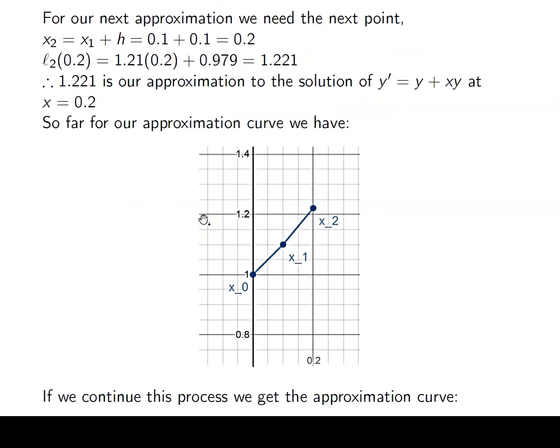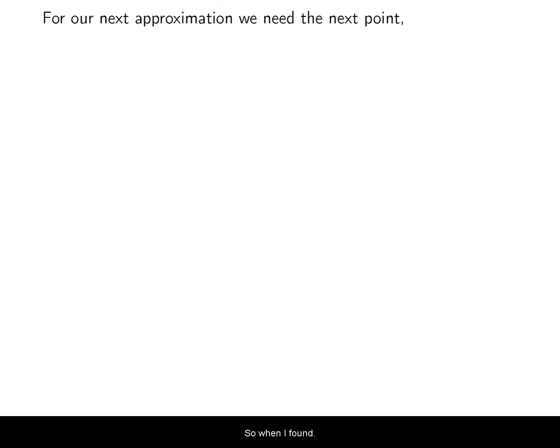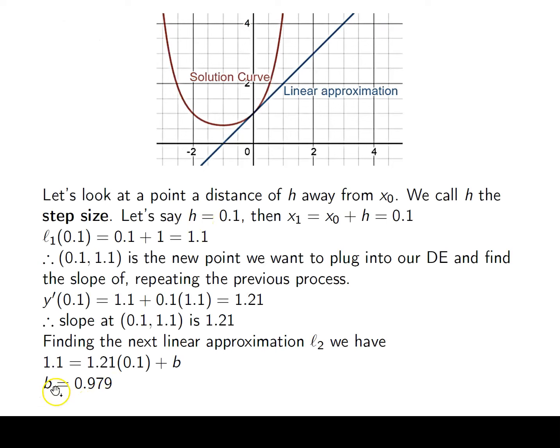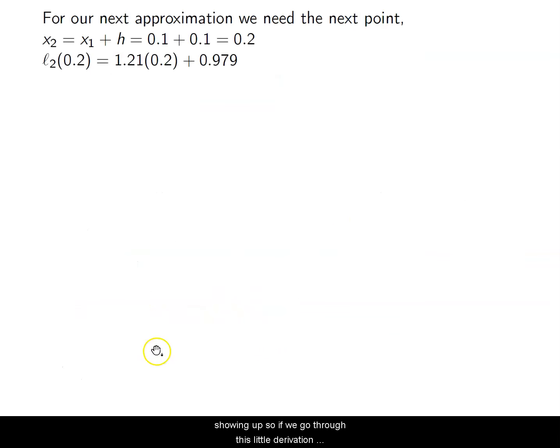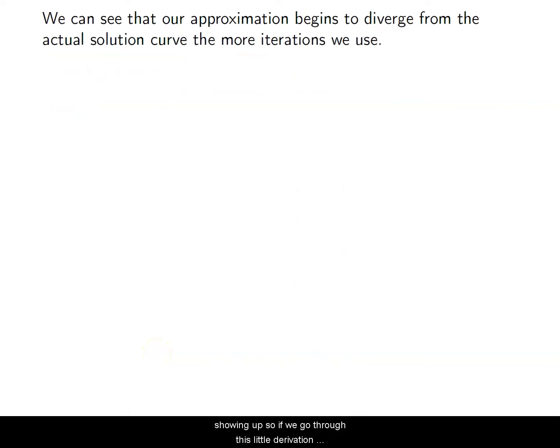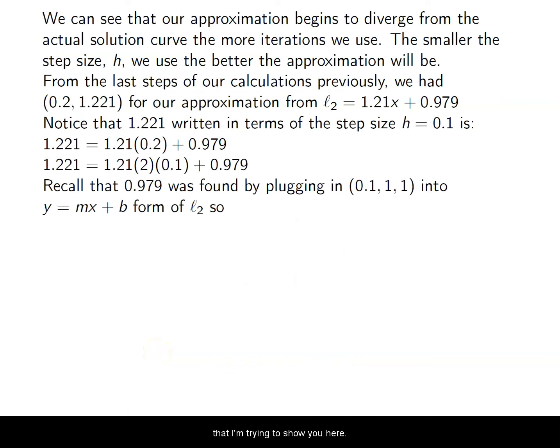So let's come back here, right? So when I found 0.979, I plugged in 0.1 into y equals mx plus b from my first iteration, right? And even 1.21 itself is some form of 0.1. There's always a 0.1. This step size keeps showing up, right? It keeps showing up, it keeps showing up. So if we go through this little derivation that I'm trying to show you here, okay?